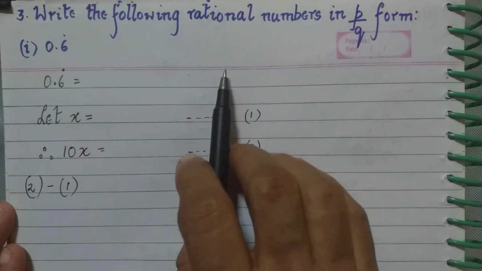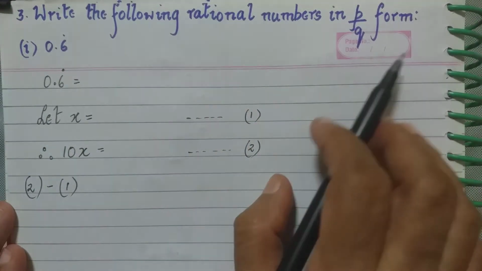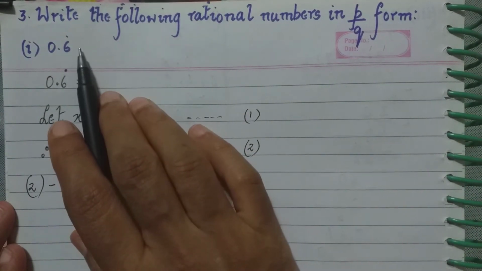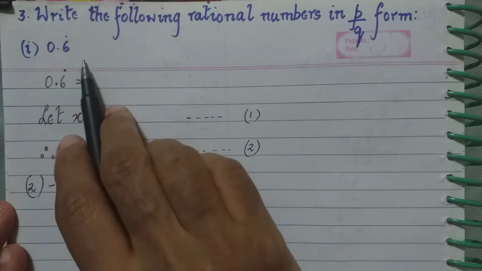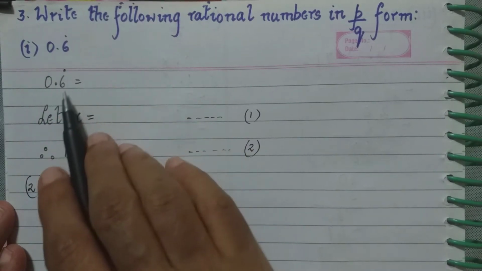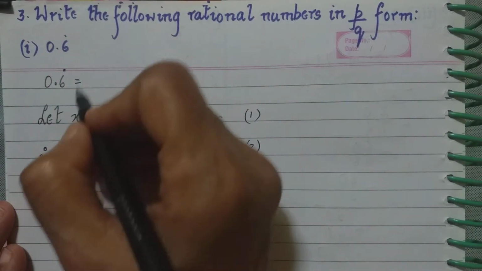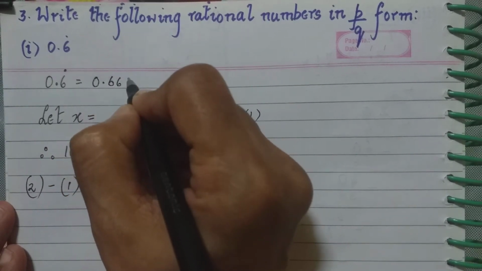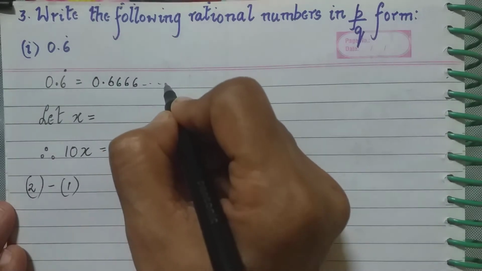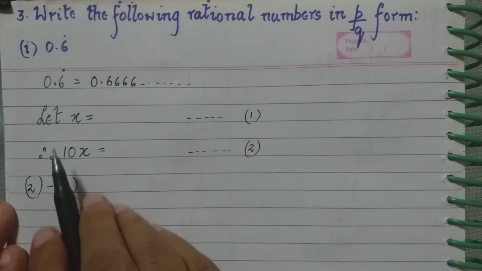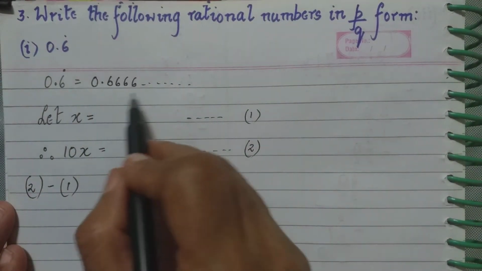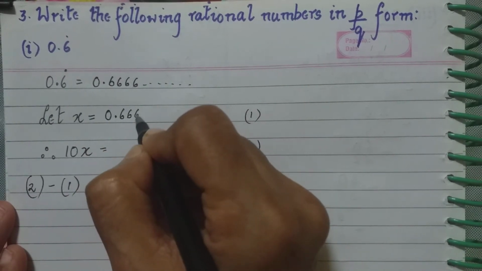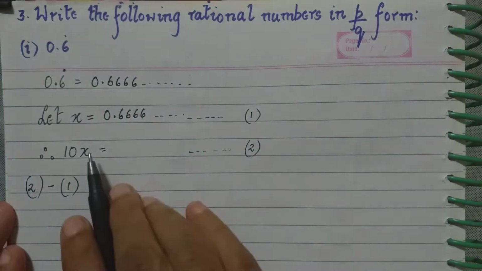Third question, write the following rational numbers in the P by Q form. First one, 0.6 with a dot on top, which is recurring, so 0.6 recurring. Now 0.6 recurring means that it can be written like this, 0.6666 and so on. Now we have to consider, let x is equal to 0.6666.